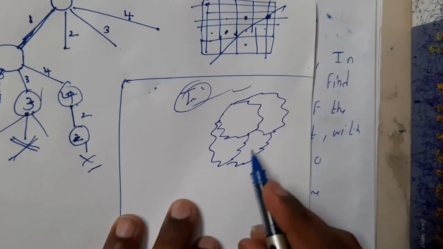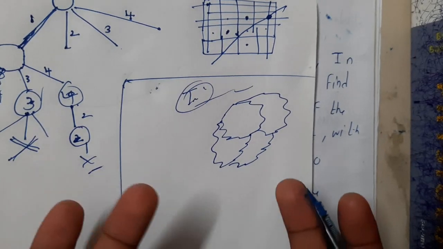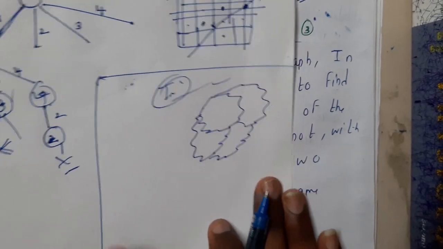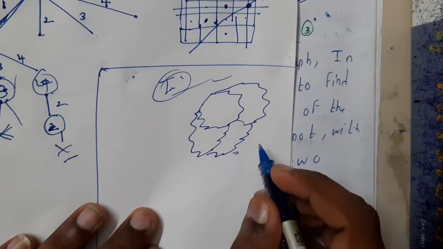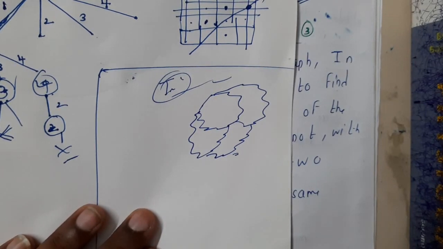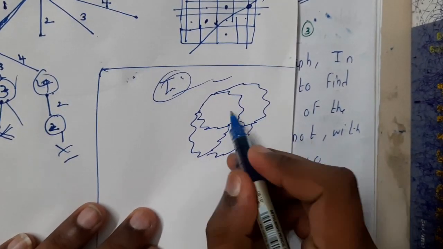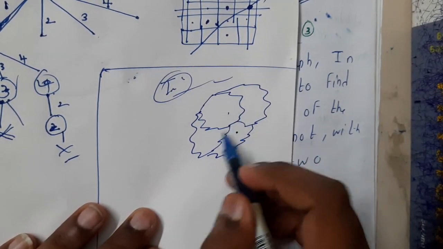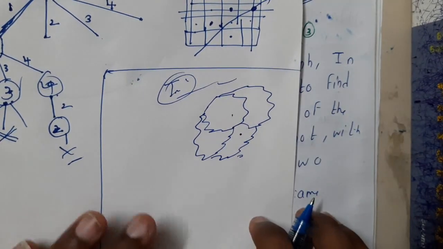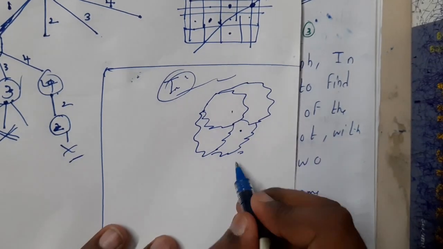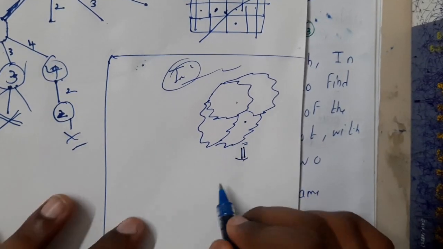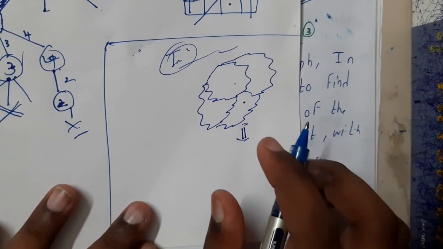So assume this is a map of some place. I don't know what place that is, but assume this as a small map. If you want to color this map, how will you color it such that any two adjacent states or cities should not be of the same color? That's the condition. For solving these kinds of problems, the graph coloring problem has come.